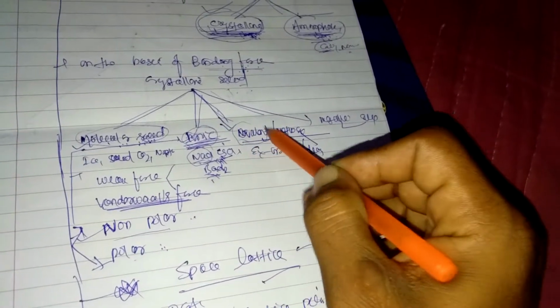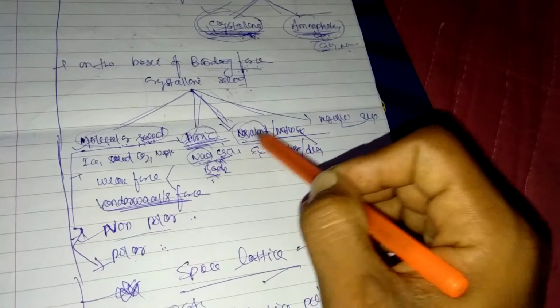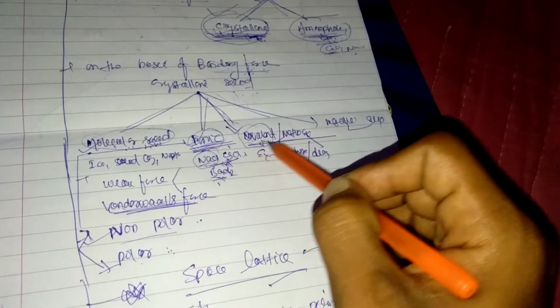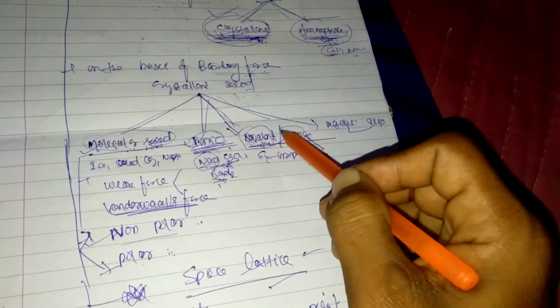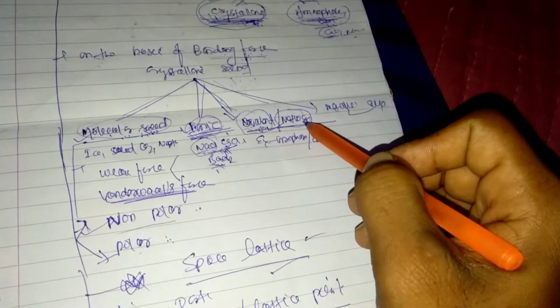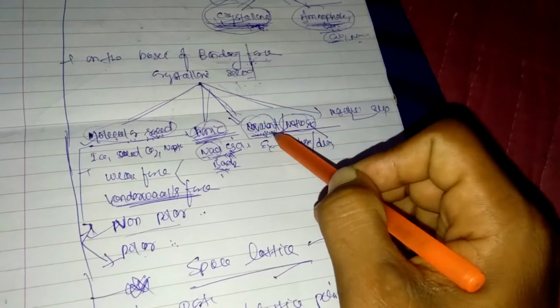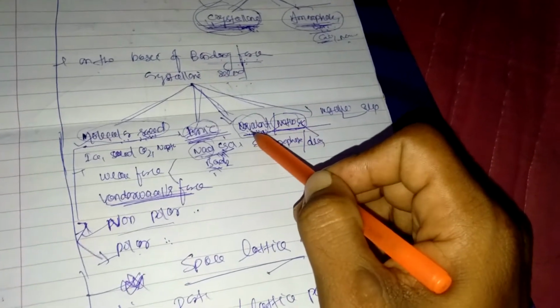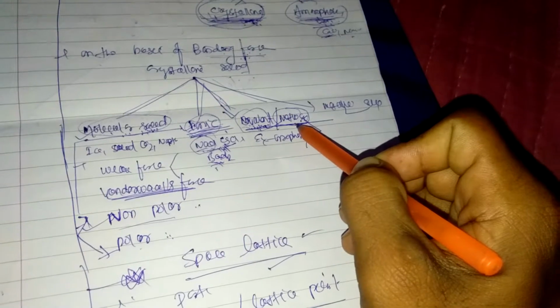Next, the third one is our covalent or network solid. Dear students, covalent means a mutual sharing of electrons between two atoms. Covalent solids are commonly called network solids. Why is it a network solid? Because the constituent particles of a covalent solid look like a giant molecule or network, so this solid is known as a network solid.